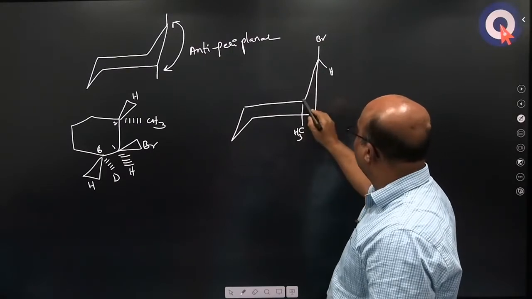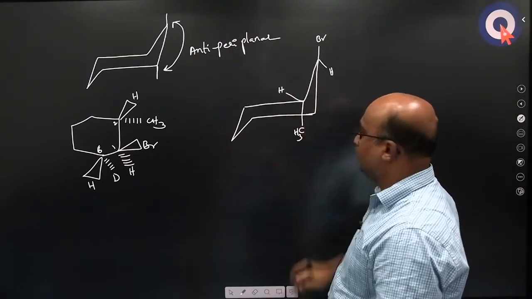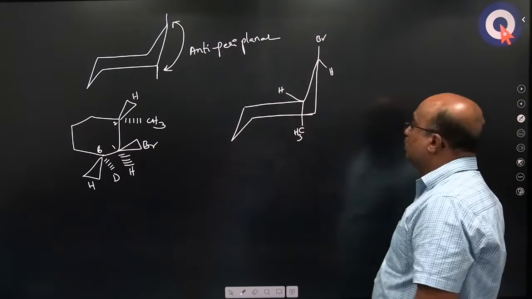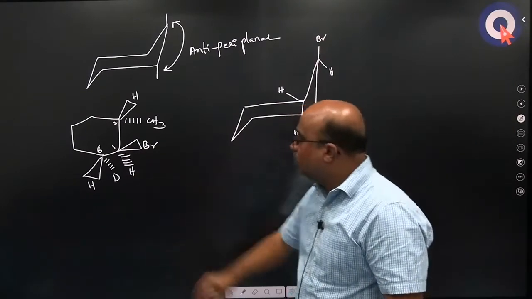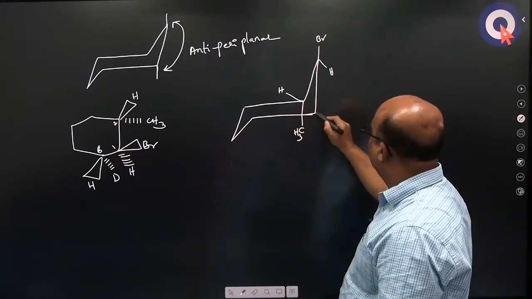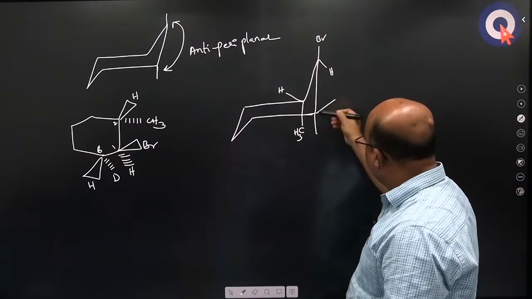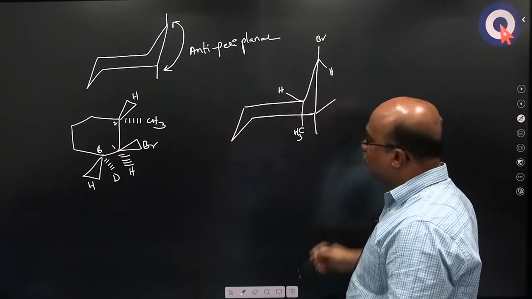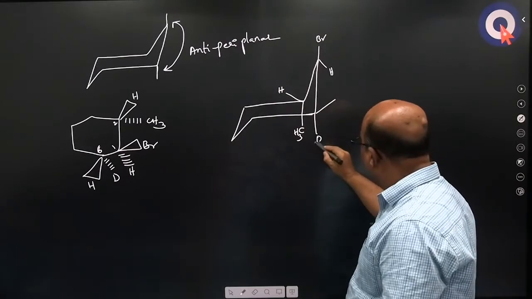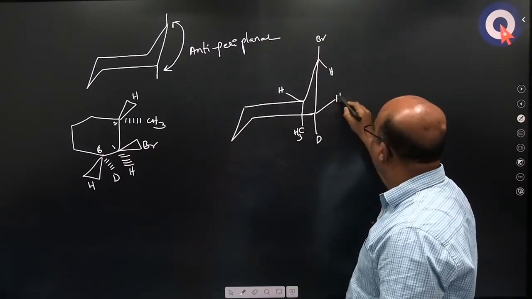Then equatorial is hydrogen. And at this, what is now? We have hydrogen and the axial and equatorial bonds like this. But the axial bond is below. So what is below here? D. What is above? Hydrogen.